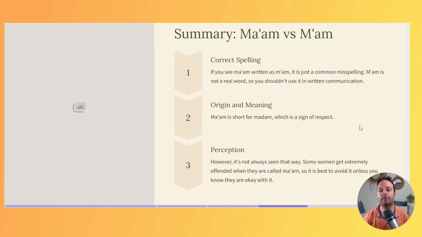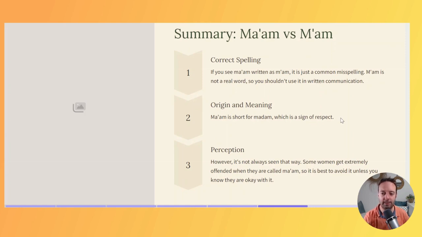So here's a summary of ma'am versus mam. If you see ma'am written as mam, then it's just a common misspelling. That's not the correct way to spell it in written communication. Often it's not really used that often in written communication. It's more for people talking, especially to somebody, maybe in a restaurant or some situation where you don't know the person. So ma'am is short for madame, which is a sign of respect.